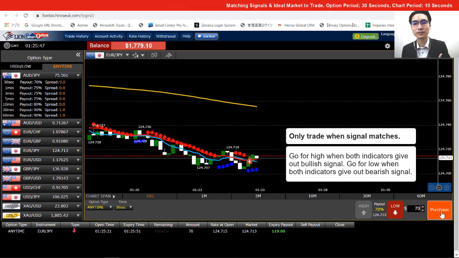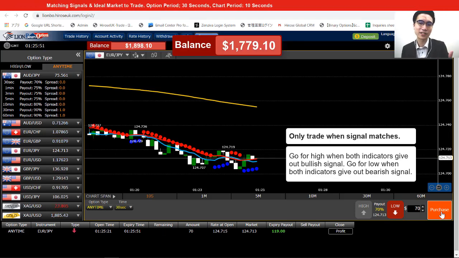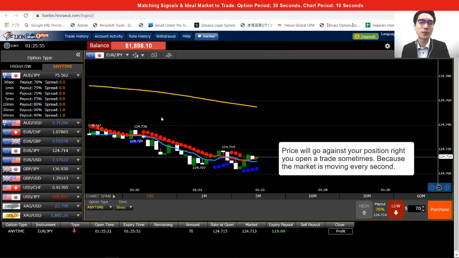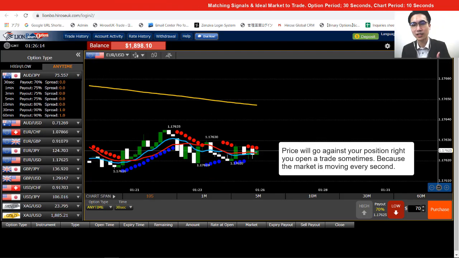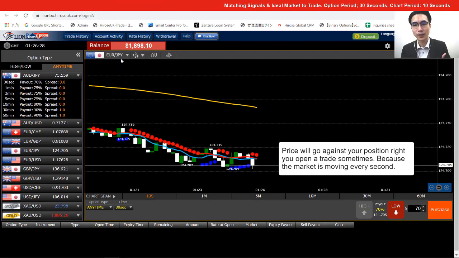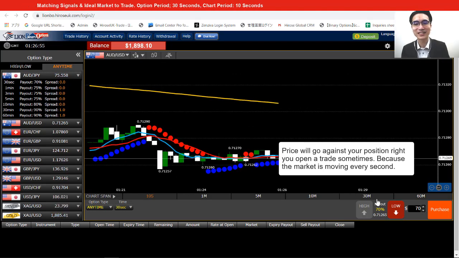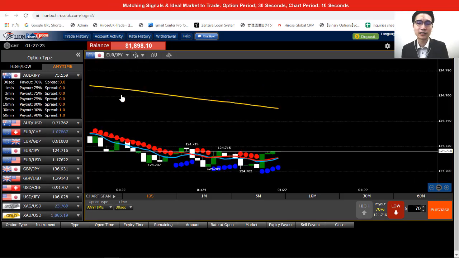So the trade is looking okay, but just now when I placed the trade, the price started to jump up. That is actually not avoidable because the currency market changes every second, and that will happen, and you will just need to accept what has already happened. But anyway, the trade just now ended in profit, which is not bad.